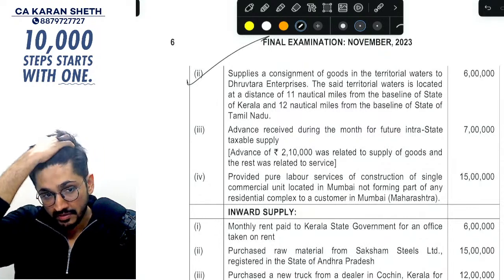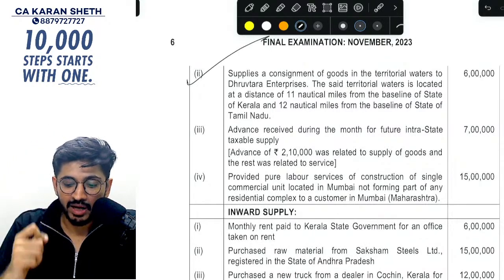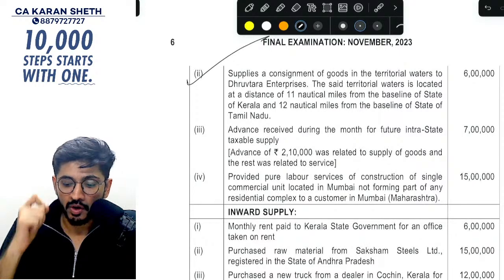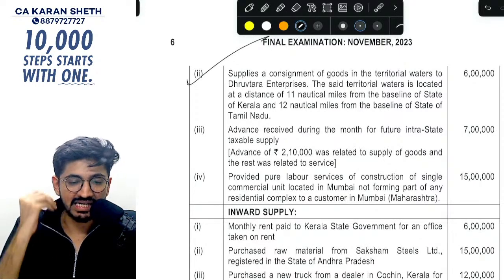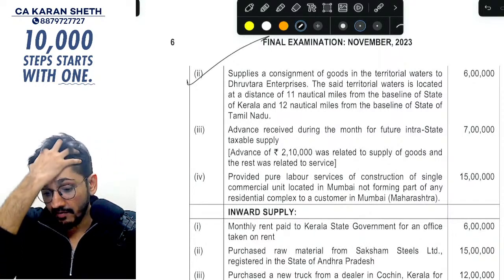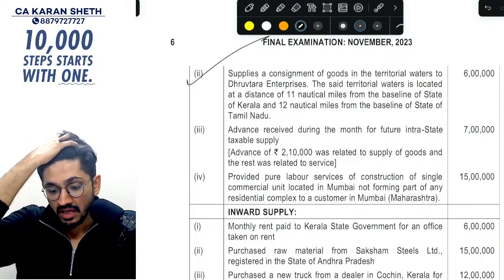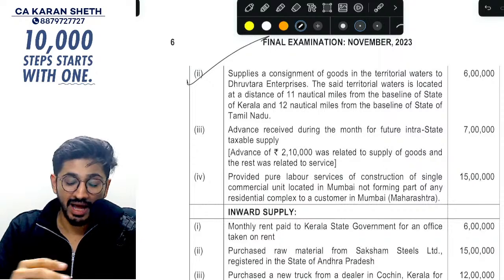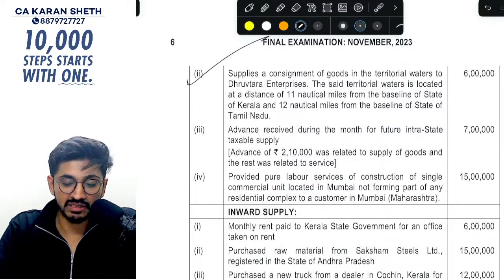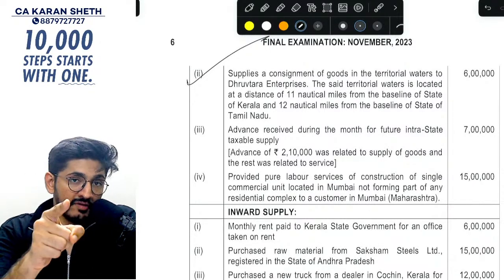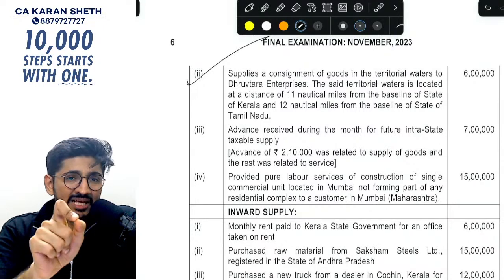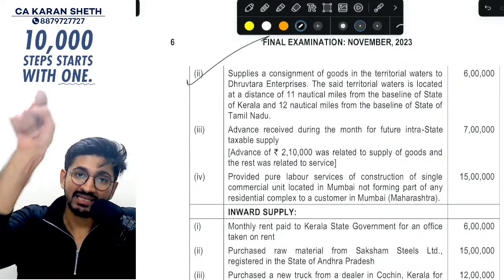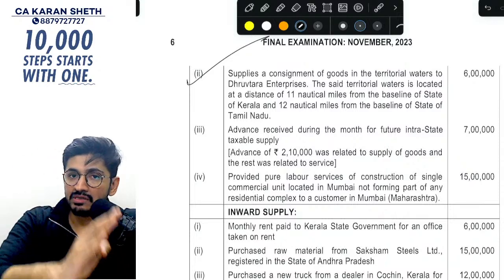Perfect. Third, my dear friends, is advance received during the month for future intrastate taxable supplies. Advance of 7,00,000, of which 2,10,000 was related to goods and the rest was with service. You know this very well, that in case of services you also tax advances, but that's not the same with goods.